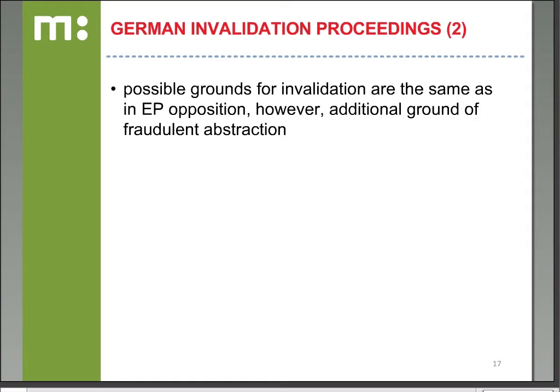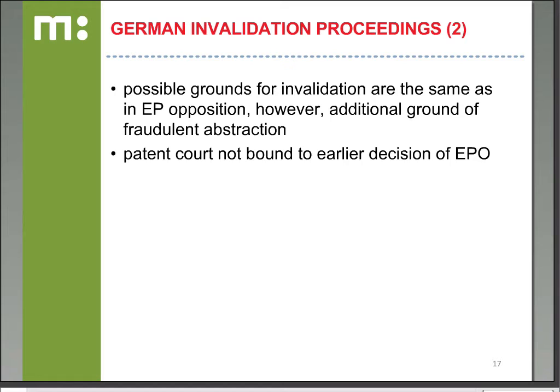That's not a reason at the EPO, but at the German Patent Court, you can raise that reason. The German Patent Court is not bound to an earlier decision of the EPO, so if the patent survived an opposition, it not necessarily means that it will also survive a nullity action. In many cases, of course, the EPO decision is an indication. But as I said, the court is not bound to that.